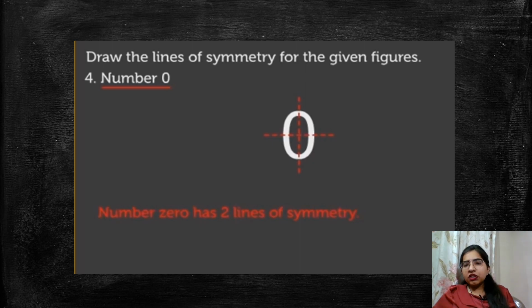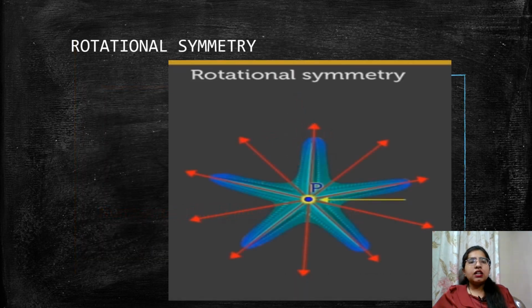Draw the lines of symmetry for the 0. The 0 has two lines of symmetry, vertical and horizontal, because when you divide it vertically, you get two equal halves, and when you divide it horizontally, you also get two equal parts. Now, what is rotational symmetry, students?